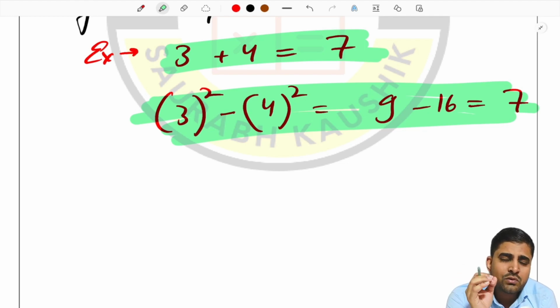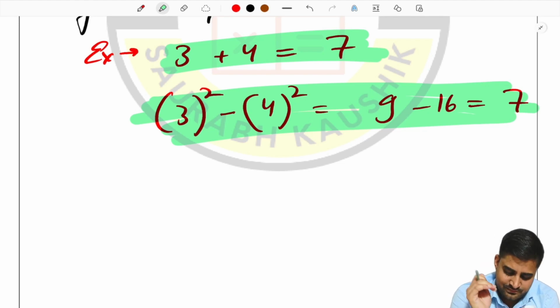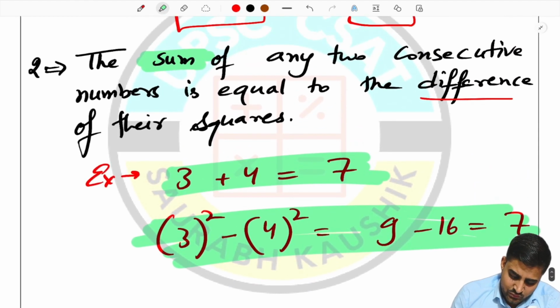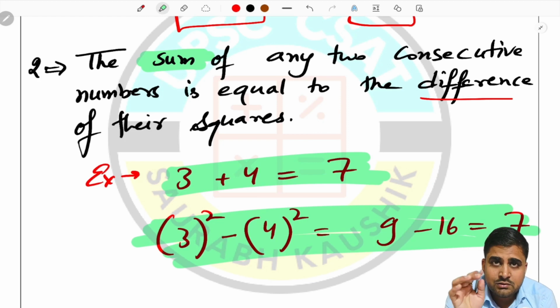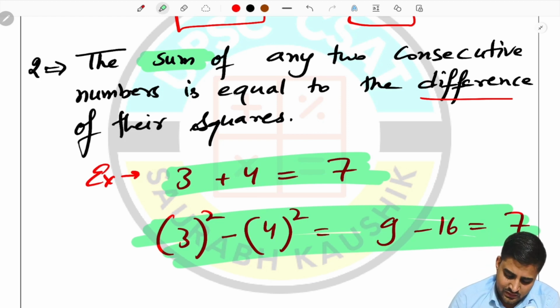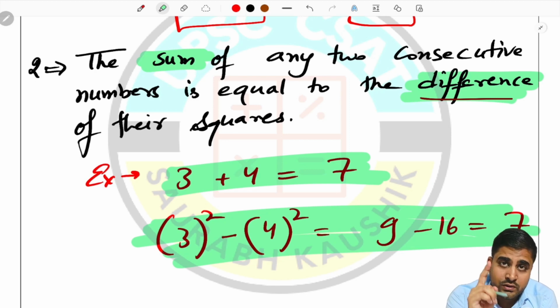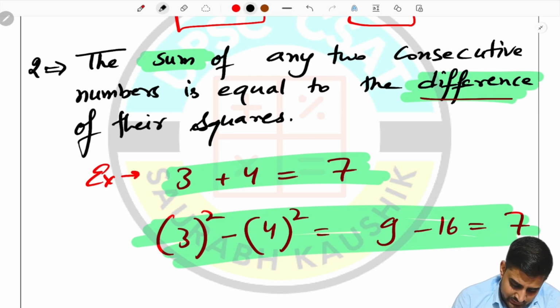It will help you to save some time, and in fact if some question will come where there is a loop, then you will crack it down by having this kind of properties in your mind. So this is an important one. Just remember, the sum of two consecutive numbers, consecutive means back to back, is equal to the difference of their squares. Okay, let us move to the third one.